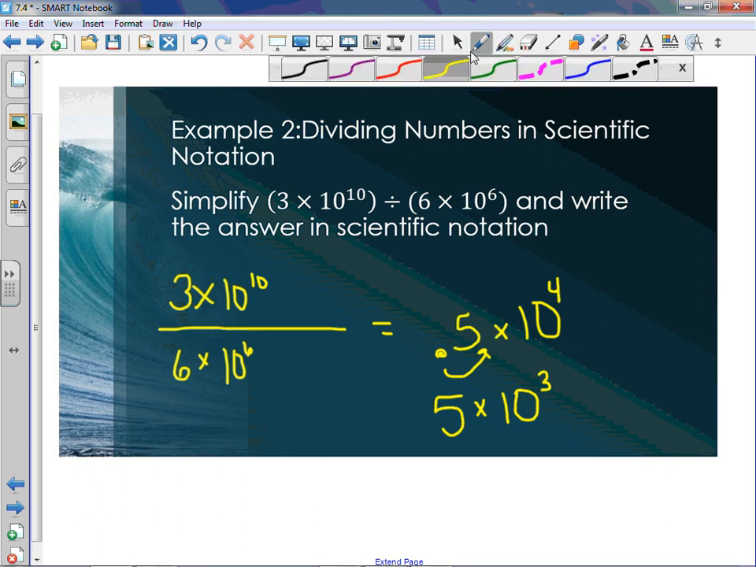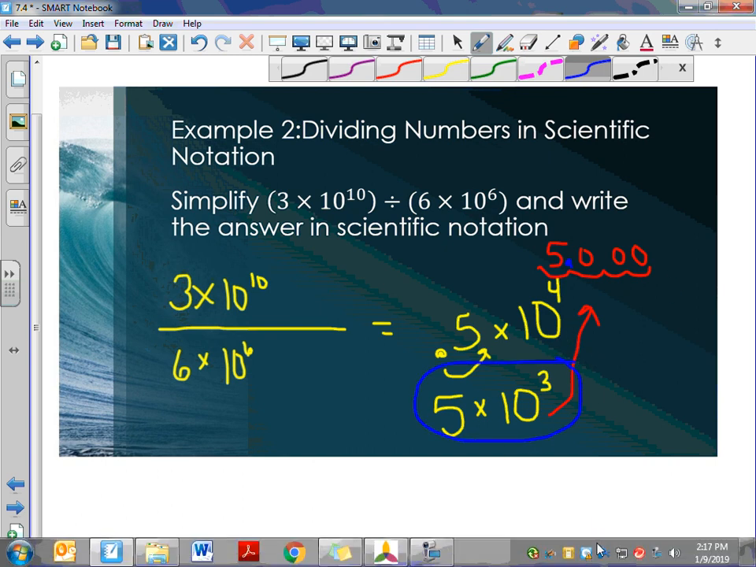If I wrote this out in standard notation, it would be 0.5 moves it over 4 times. 1, 2, 3, 4. 5,000. However, with this bottom one, I wanted to start with the decimal point behind the 5. So how many more spots did I have to move? 1, 2, 3. So the answer would be 5 times 10 to the third power.